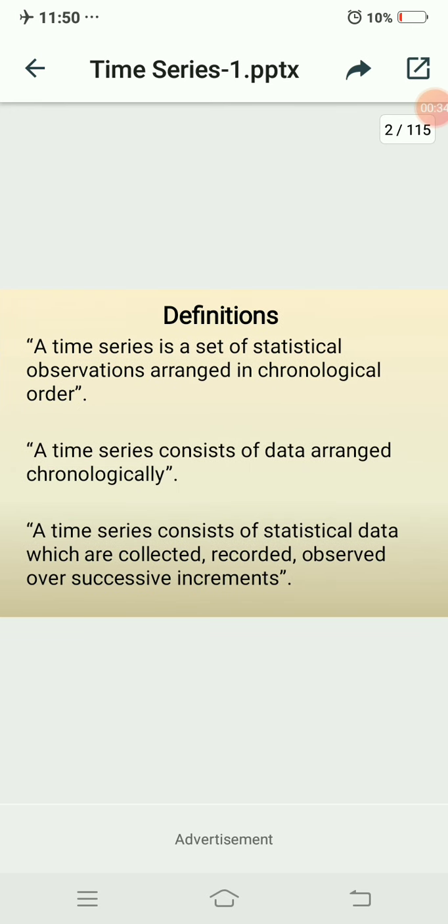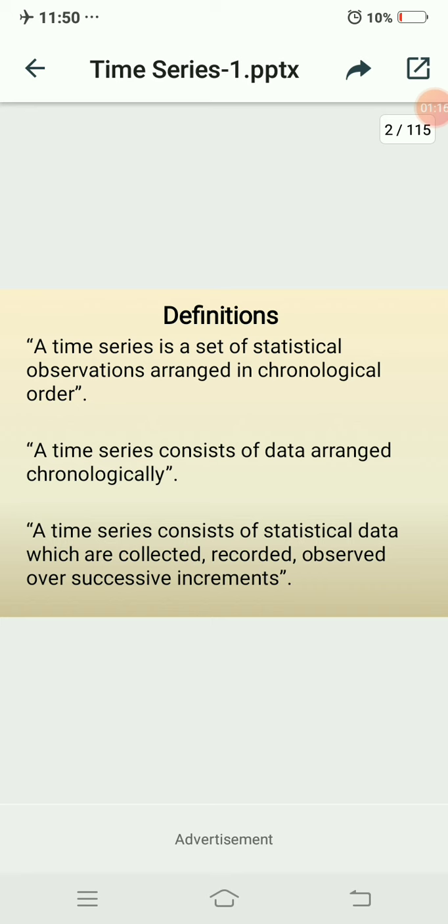A time series is a set of statistical observations arranged in chronological order. You have already studied chronological data. Chronological means you have to set the data according to the time. Then you get chronological, systematic order data, and you call it a time series. Another definition: the time series consists of data arranged chronologically. Always remember the word chronological. If you write it chronologically, then you get the marks in your exams.